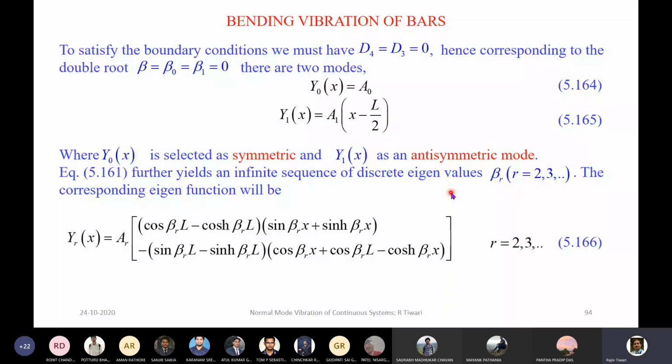Now the eigenfunction. Again, we can replace the constants as we did for the cantilever case, and the eigenfunction for this case will be like this, in which you can see the sine hyperbolic and cos hyperbolic functions are also involved.